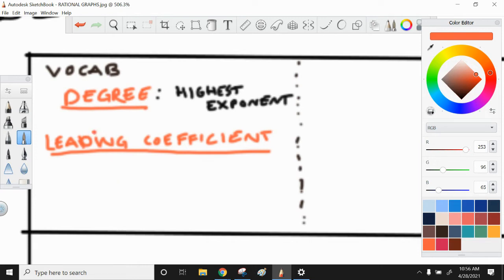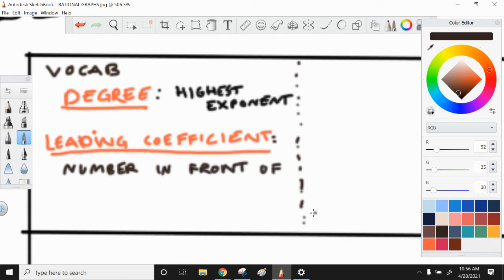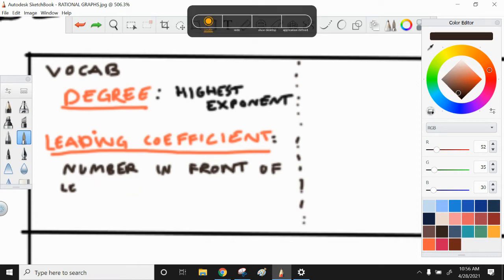The leading coefficient. Now, the leading coefficient is basically the number, because coefficient means number, is basically the number in the lead, the number that is out front. Okay? So the leading coefficient would be simply the number in front of the highest exponent.